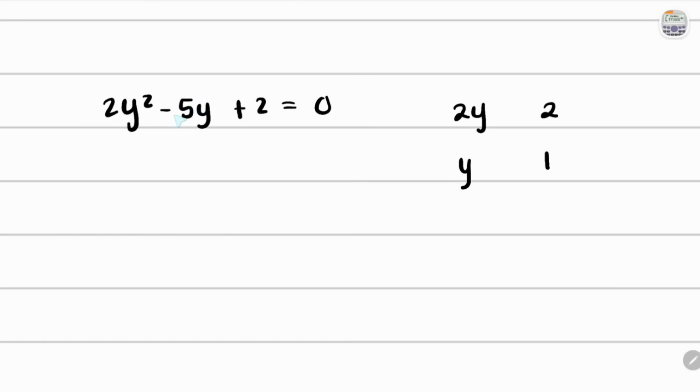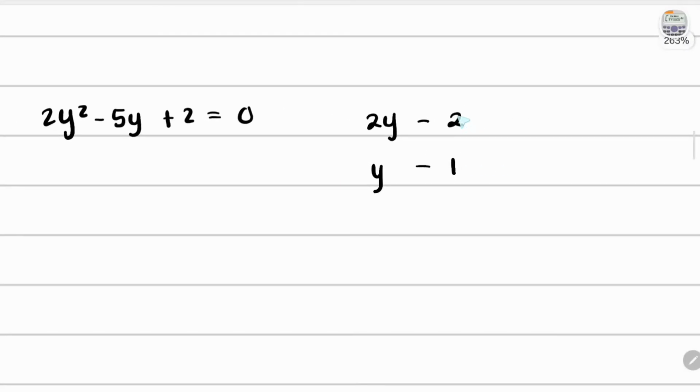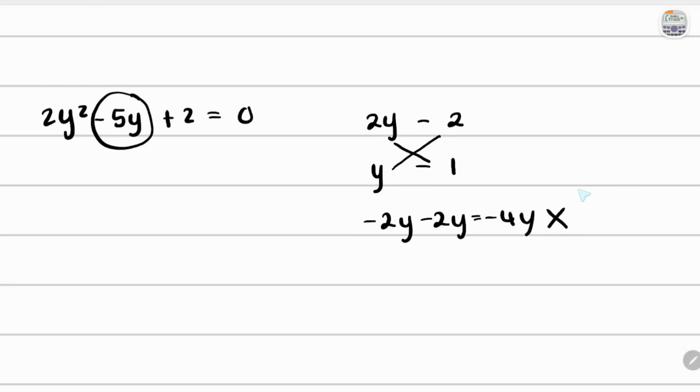If it was positive times positive, everything here should just be positive. But this is negative, so it's clearly negative times negative. Okay, so the rule is after we have cross multiplied and added, we should get the middle term. So let's see. When we multiply 2y times negative 1, we get negative 2y. And y times negative 2, we get negative 2y, which is negative 4y. And you see this does not work.